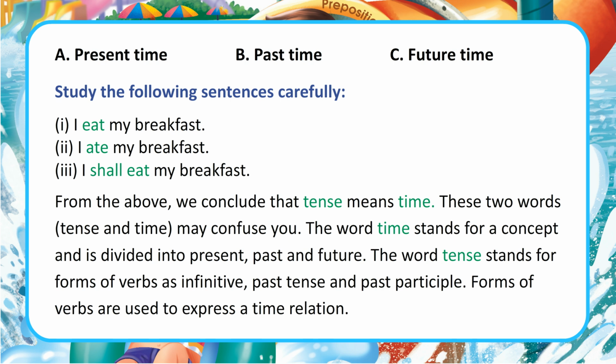These 2 words, tense and time, may confuse you. The word time stands for a concept and is divided into present, past and future. The word tense stands for forms of verbs as infinitive, past tense and past participle. Forms of verbs are used to express a time relation.